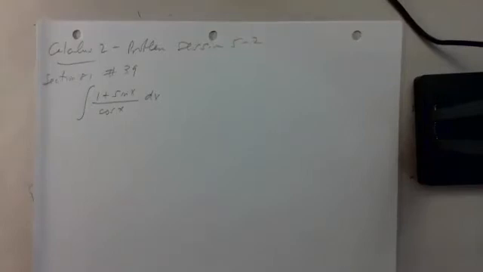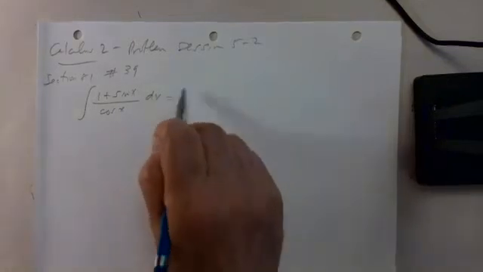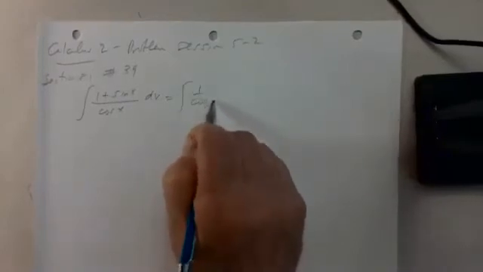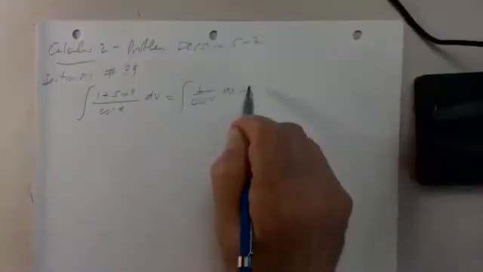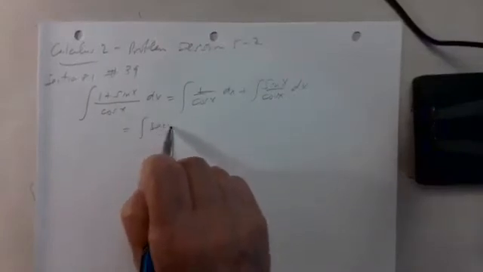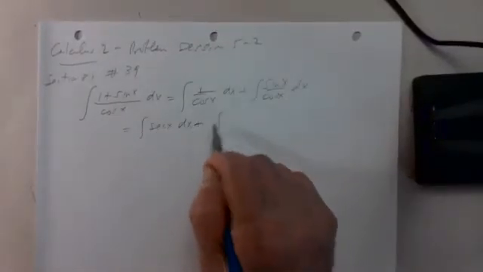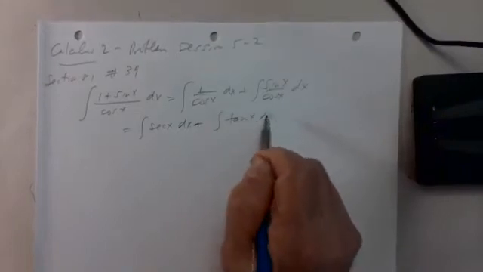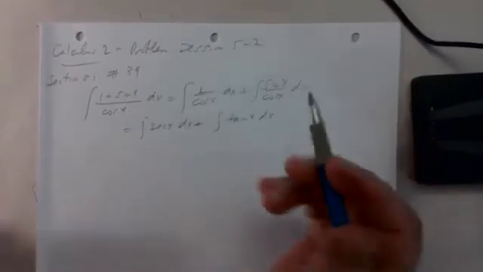Well, any suggestions? What can we do? Separate it. Yeah, that's what I did. In what way? What do you mean by separate? 1 over cosine x plus sine x over cosine x. Okay. So 1 over cosine x dx plus sine x over cosine x dx. So this is the integral of the secant plus the integral of the tangent. And both of these we've done.